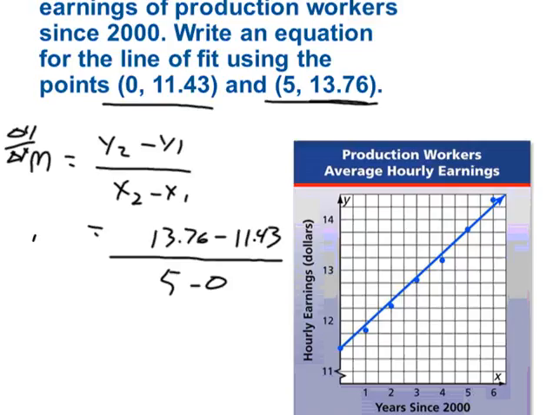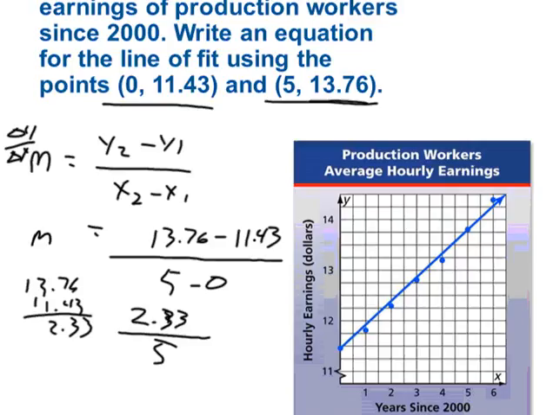Okay, so I need to do my math on this. 13.76 minus 11.43. 6 minus 3 is 3. 7 minus 4 is 3. 3 minus 1 is 2. It looks like it went up $2.33, and it did that in 5 years. So 2.33 over 5 is my slope, and my y-intercept would be, they told me really, 11.43.